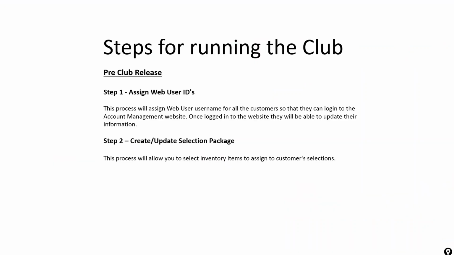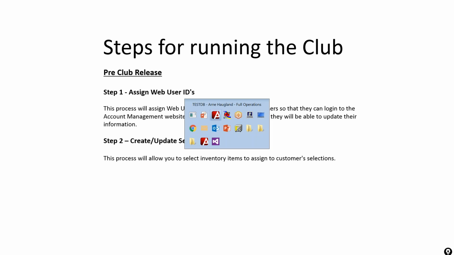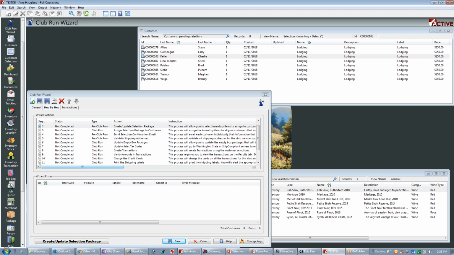Now the next pre-club release step is to actually set up what we call a selection package. This is going to be a package that contains the items that you want to pre-configure all the customers to have already pre-selected. So let's go to Active Club and go through that step.